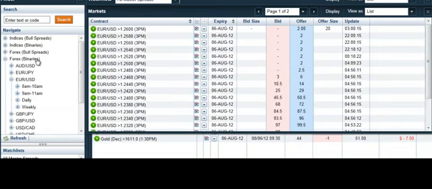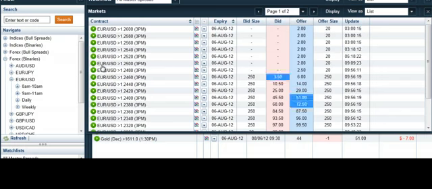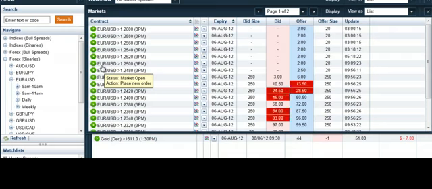Again, under binaries, every contract at Nadex.com expires at either 0 if it's out of the money, meaning what you predicted did not come to fruition, or in the money, which means what you suggested and thought happened. So it's either $100 if you win or $0 if you lose. And you're buying contracts, so you're not buying the actual Euro US dollar, you're buying a contract on the Euro US dollar.